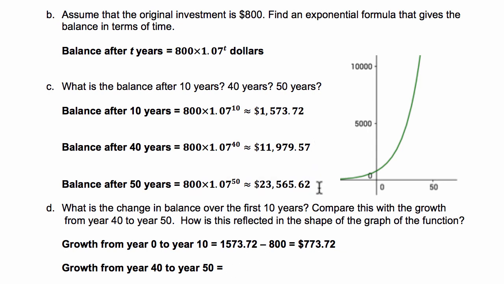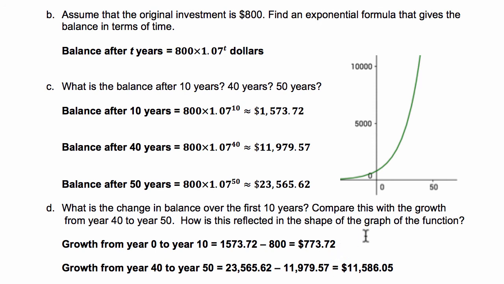To find the growth from year 40 to year 50, we will subtract the balance after 40 years from the balance after 50 years. That is $23,565.62 minus $11,979.57. This equals $11,586.05. The growth from year 40 to year 50 is almost 15 times the growth over the first 10 years.